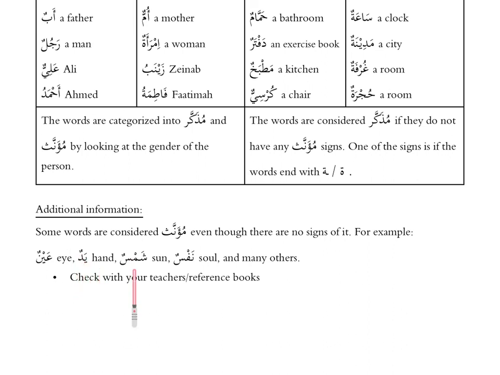The next word is shamsun. Shamsun or shams means sun, the sun. If you look at the word shams, again, there is no ta. It does not end with this ta. Therefore, if we follow this, you will say this is muzakkar. But unfortunately, no, this is mu'annas, because the Arabs used this word as a mu'annas word. So we just follow. And the last example is the word nafsun or nafs. Nafs means soul. Even though it does not end with this ta, this is also considered mu'annas.